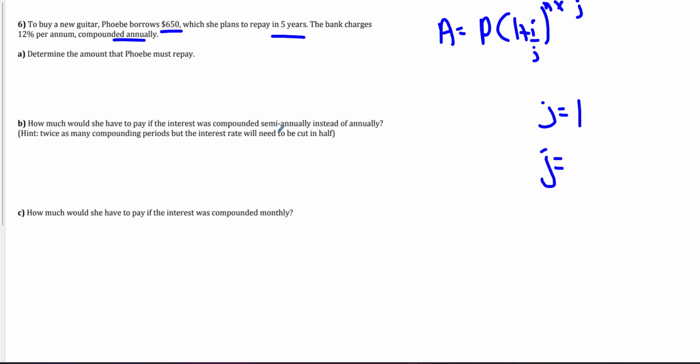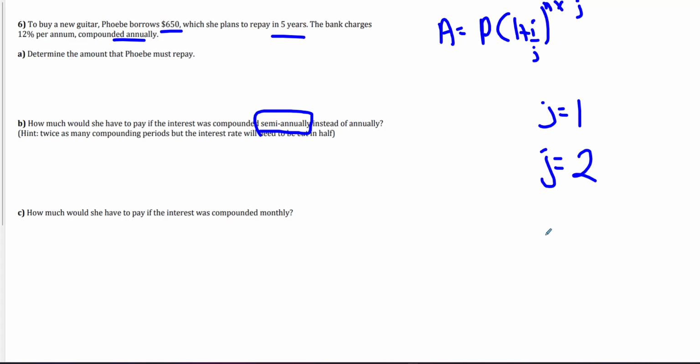If J is semi-annually, I want to answer from the class for this one. How many times does semi-annually occur in a year? What does semi-annually mean? Numerically, how many times does it occur in a year? I want someone in the chat to tell me. Just a number. If something is semi-annually, it's occurring twice a year. Thank you, Anya. Perfect. Thank you, Eliza.